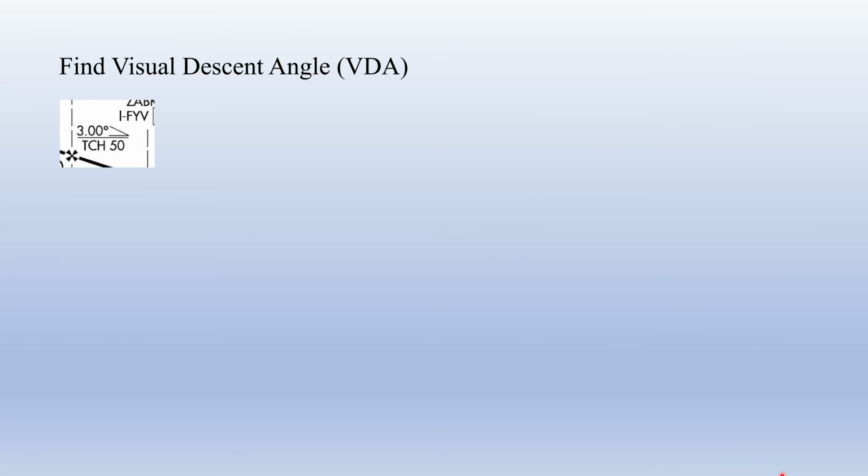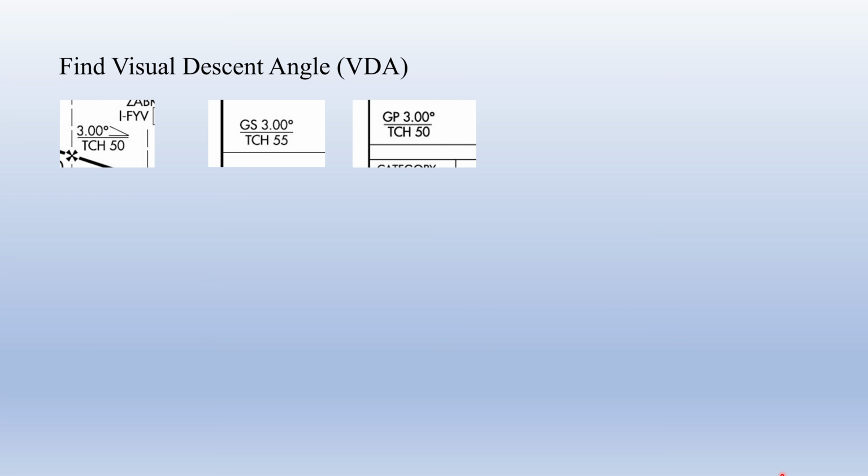It looks very similar to the glide slope or glide path information from a precision approach or an approach with vertical guidance, but those will have the letters GS for glide slope or GP in front of them and no angle symbol at the end. So that's how you can tell the difference between whether you're looking at a visual descent angle, a glide slope, or a glide path.